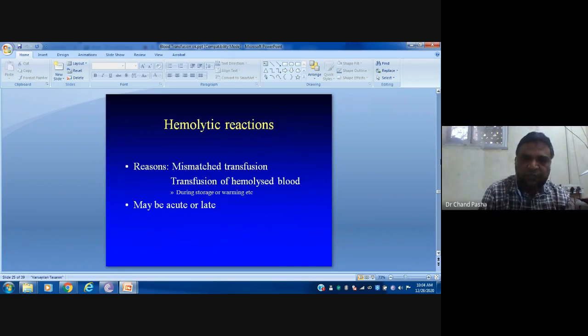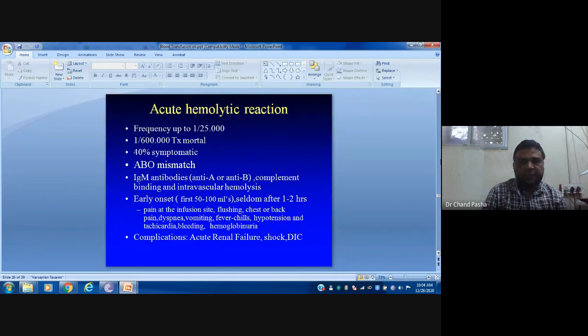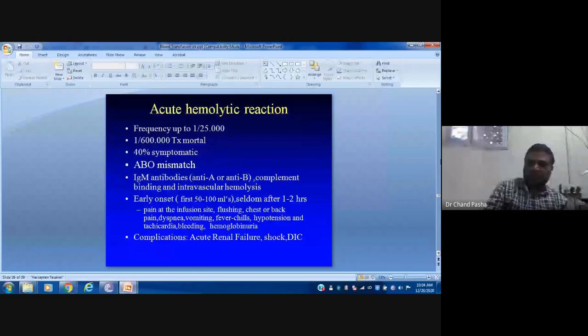Mismatch transfusion or transfusion of hemolyzed blood may be acute or late or delayed. Acute hemolysis happens in 1 in 25,000 cases, and in 1 in 6 lakh cases it is fatal, and 40% are symptomatic. ABO mismatch is the cause most of the time for this hemolysis issue. Hematin is created that accumulates in the liver, spleen as well as the kidney, so it leads to acute renal failure and shock.